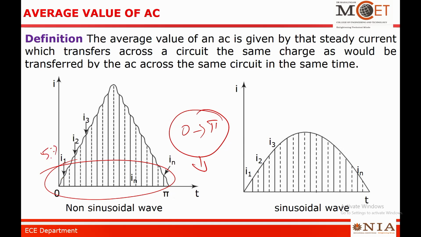Here this value will be greater only, not below that. This is the common value, and it will be obtained in all the parts. Here it may be obtained as 6, 7, 8, 10, 11, 12. So if the value we consider is completed over here, it means that over the whole time period from 0 to pi the charges will occur. So this is what they have mentioned here: the average value of an AC is given by a steady current which transfers across a circuit the same charge, which means the same energy, as would be transferred by the AC across the same circuit in the same time.